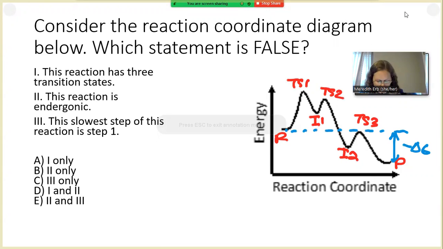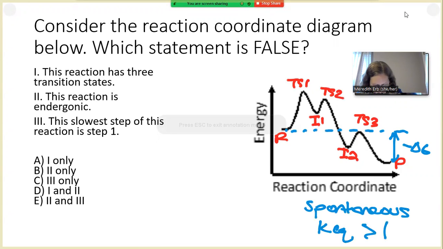So that means this is a spontaneous process because of negative delta G. And we know that KEQ will be greater than 1 because of its relationship with delta G. And that means that the products are favored over the reactants. All right, so just looking at this, let's now take a look at our answer choices and think them through and see if that's a little bit easier now that we've thought about our reaction coordinate diagram.